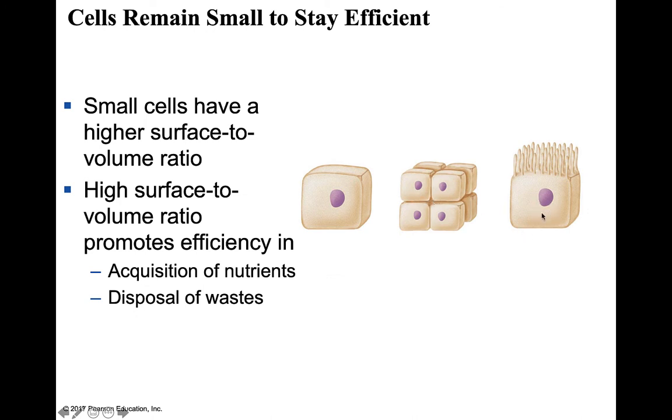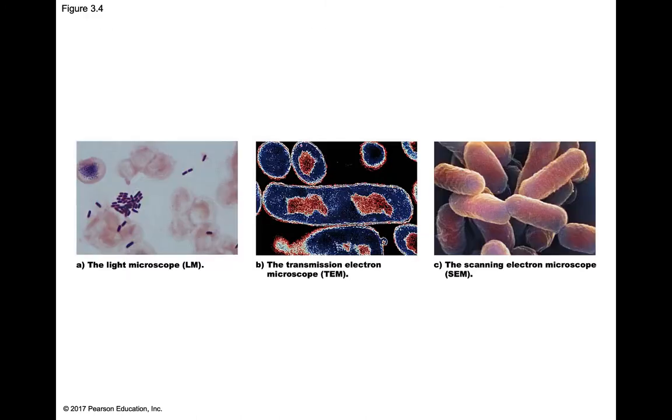This is something that we might see a little bit later, which is an additional way in which some cells will actually increase their surface area with these extensions. So we'll come back to this because it's a very common strategy that we'll see, especially in cells where you see a lot of absorption. So especially in the small intestine and other areas, you're going to see things like that.